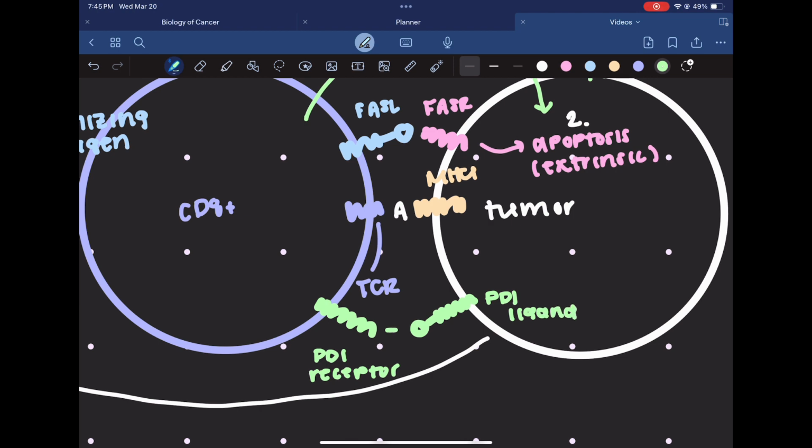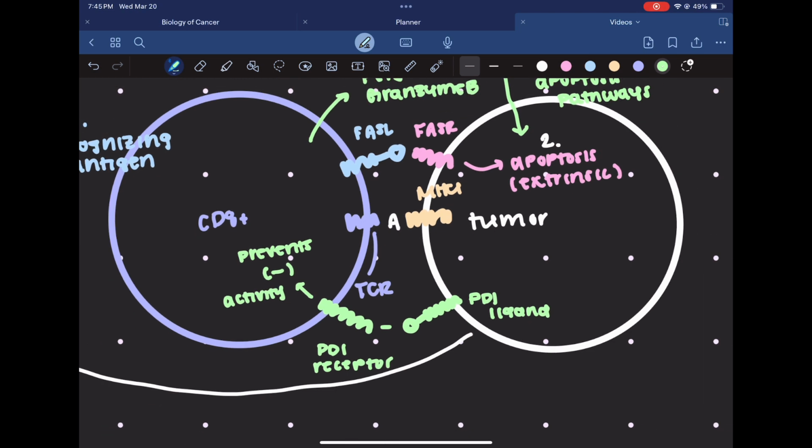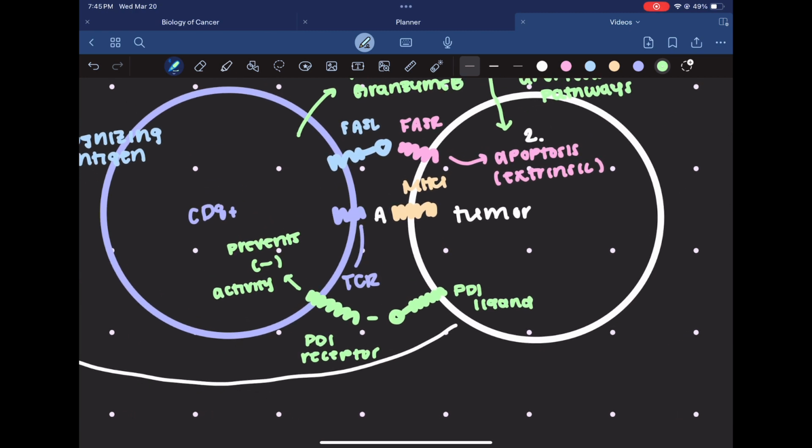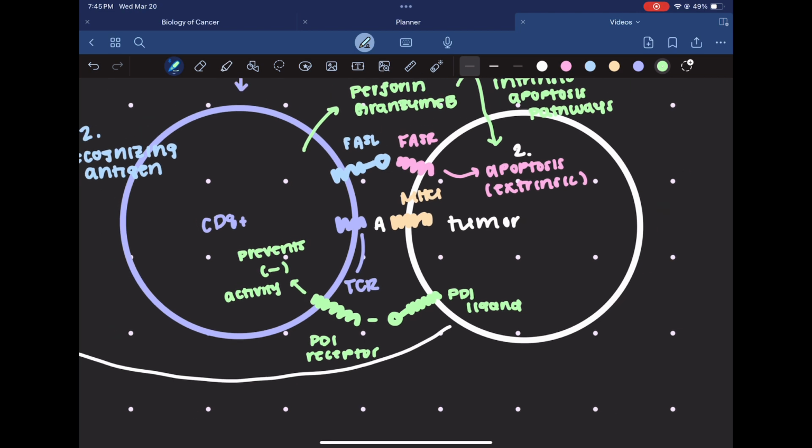When this receptor and ligand binds, it sends a signal towards the CD8 plus cell that is inhibitory, that prevents kind of like activity of the cell. And this is, again, an inhibitory signal that's going to prevent it from attacking and killing this tumor cell. So this is one interaction that can occur that can kind of inhibit the CD8 plus activity.